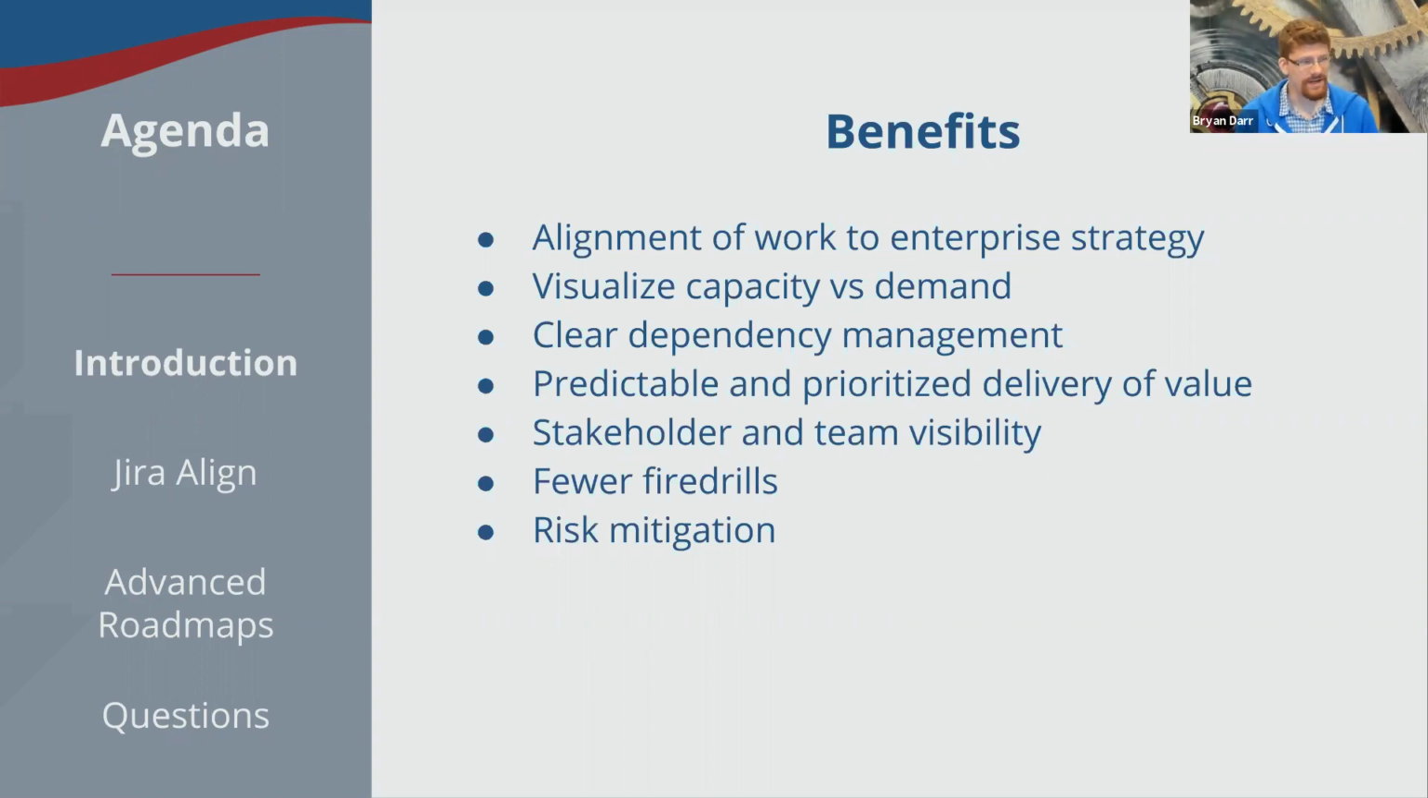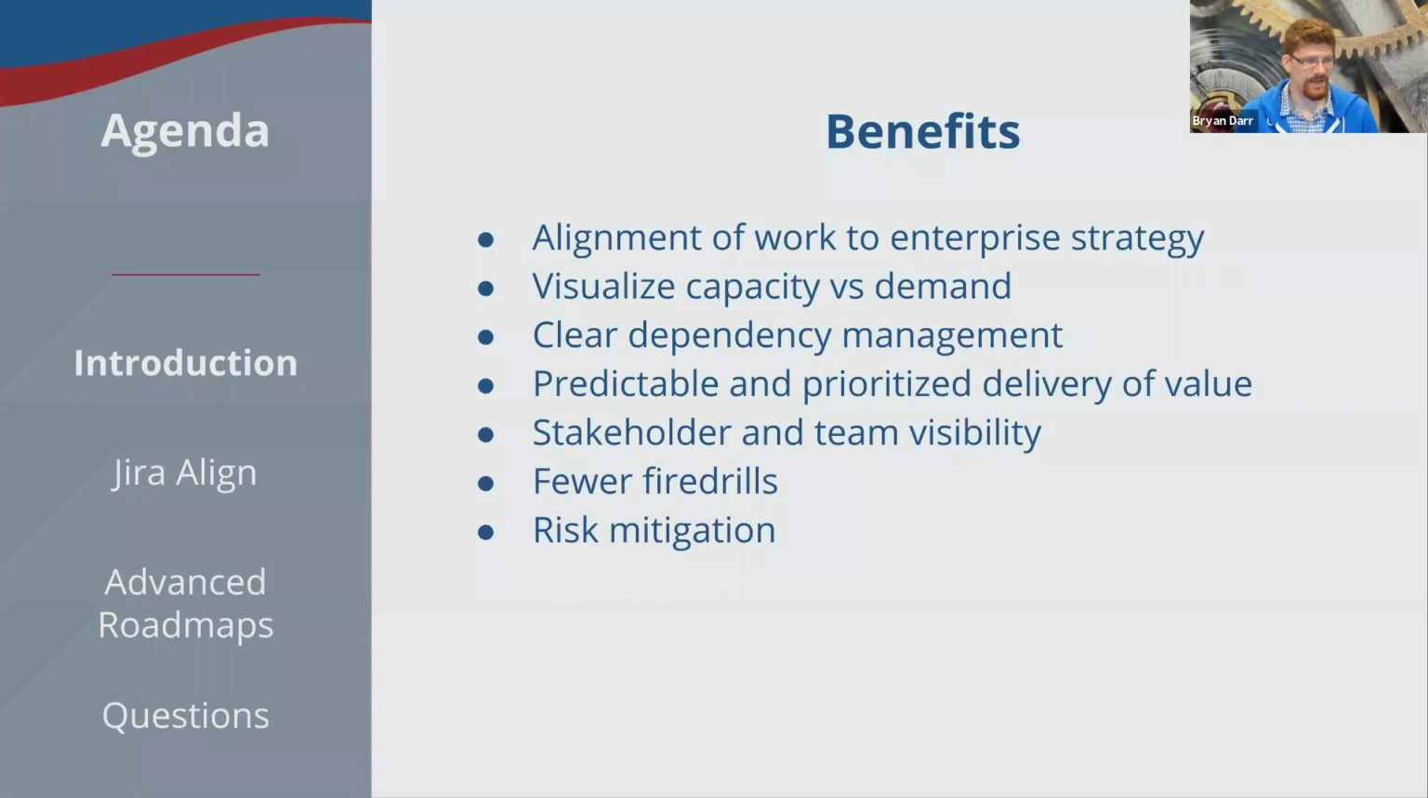And of course, once you have that connection, you're able to align your work to enterprise strategy. You're able to visualize capacity versus demand in both of these tools. You get clearer dependency management, because as all of us that are familiar with Jira know, dependencies are just links. And so how do you surface those? How do you get your critical path? And then also in Jira Align, how do you manage the conversation around dependencies?